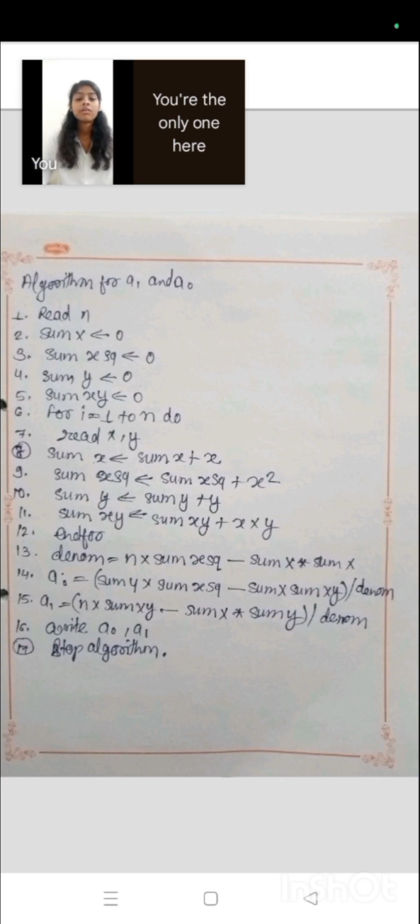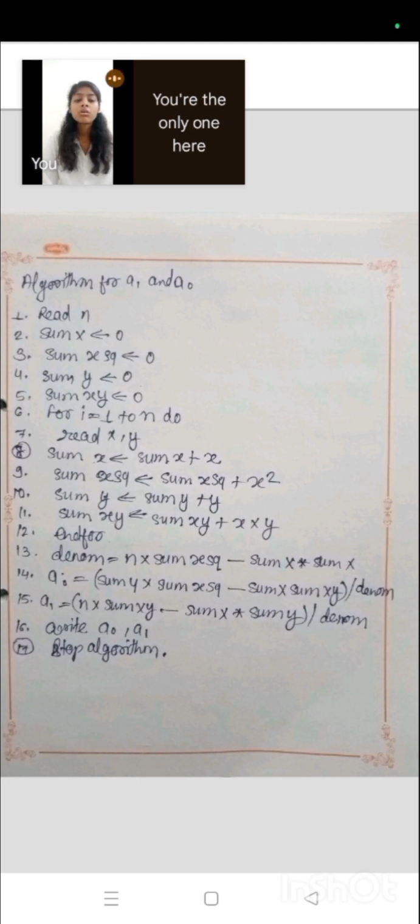Okay, first of all we read n numbers, and in the second step we take sum x is equal to 0, and in the third step we take sum x square is equal to 0, and sum y is equal to 0, and sum x into y is equal to 0. So these four values are set equal to 0. Okay, and we iterate a for loop i is equal to 1 to n, and read x and y value.